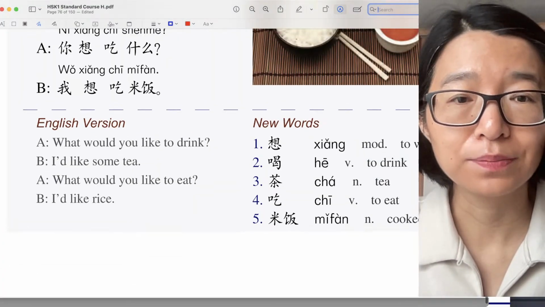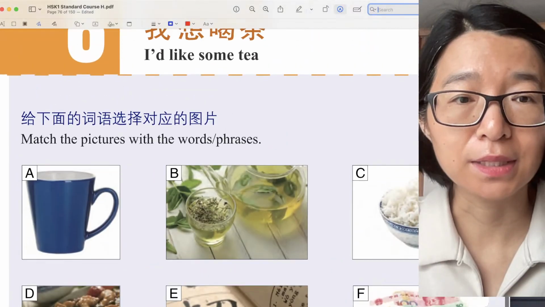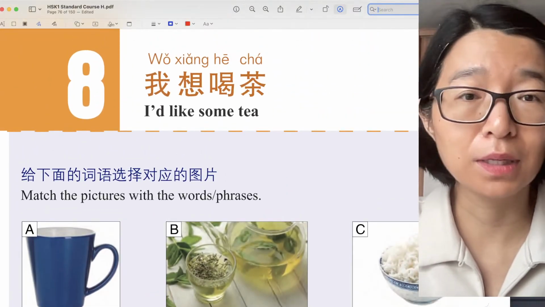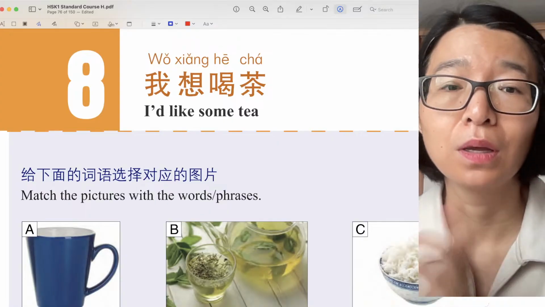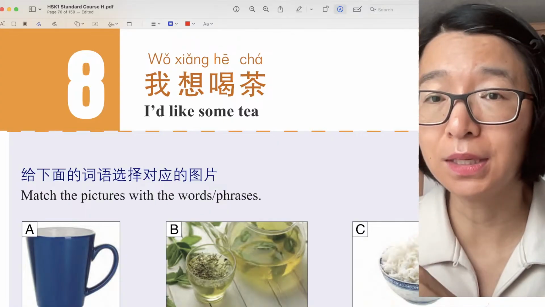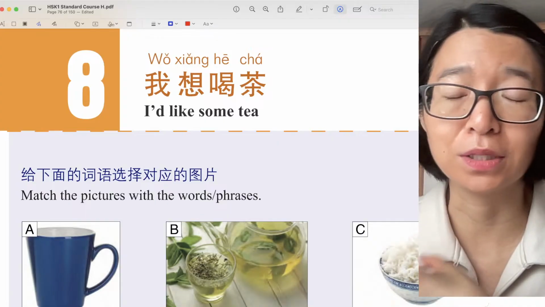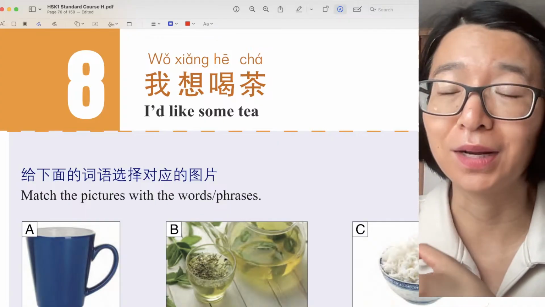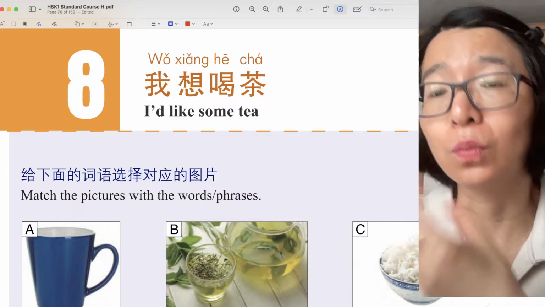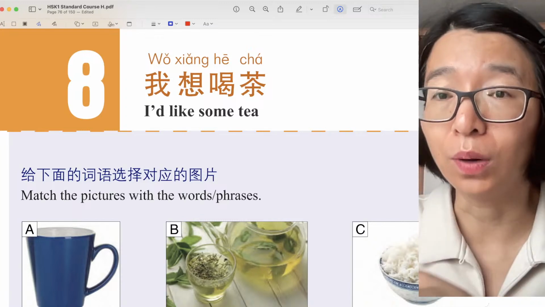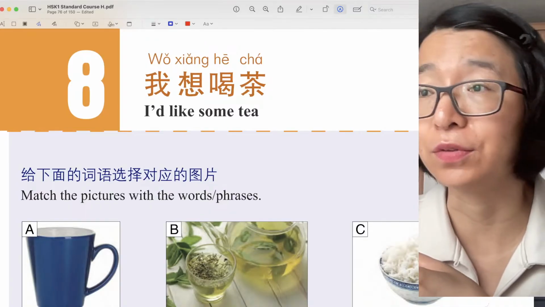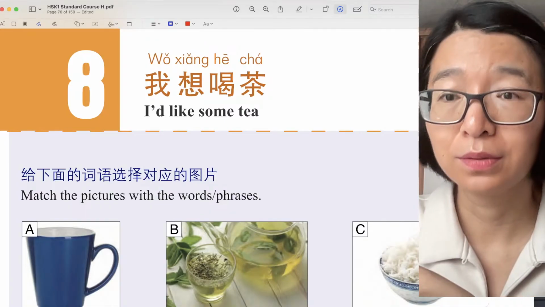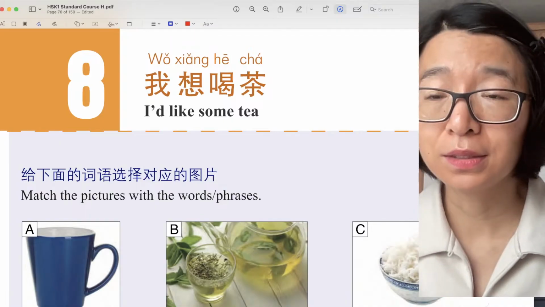Okay, great. Yeah, that's all for today's lesson. For next class, we're going to have this lesson. I like some tea, which is quite important if you want to order something, right? 我想 or 我要, yeah, I would like, I want, which is like survival Chinese if you want to order. Okay, that's all for today.